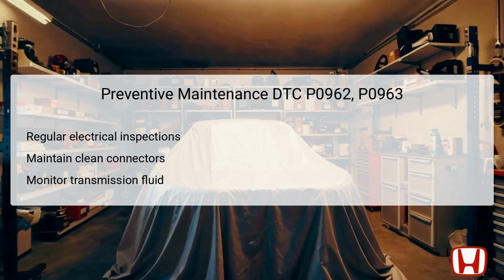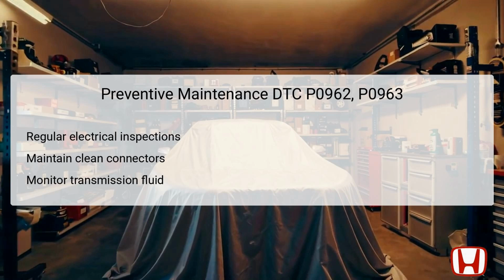To prevent future occurrences of DTC P0962 and P0963, implementing a preventive maintenance routine is essential. Regular electrical inspections help identify wear and tear in wiring, ensuring that all connections remain secure and free from corrosion. Keeping connectors clean is equally important, as dirt and grime can cause electrical resistance, leading to malfunctions.